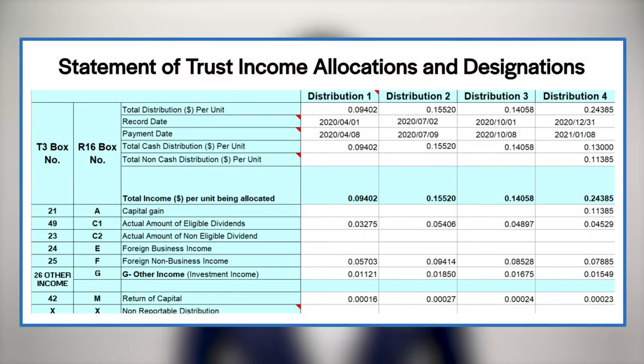Once you've got your spreadsheet, look on the Statement of Trust Income Allocations and Designations for three key pieces of information you may need to calculate and track your ACB. These include the record date, the total non-cash distribution per unit, and your return of capital. We recommend saving a copy of this spreadsheet for your tax records as well.